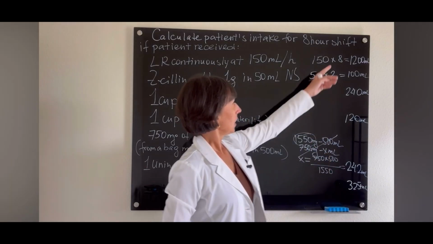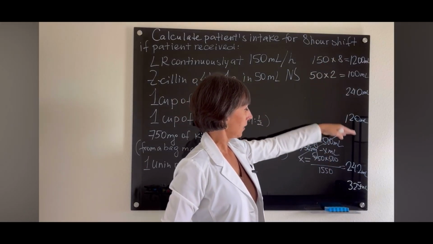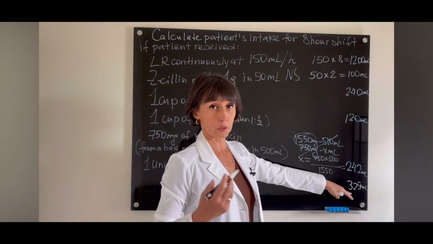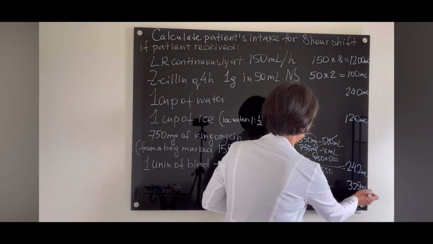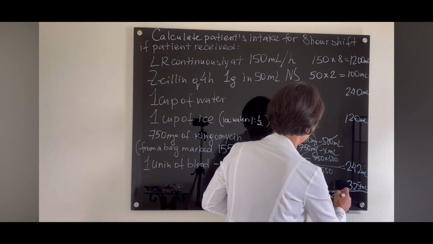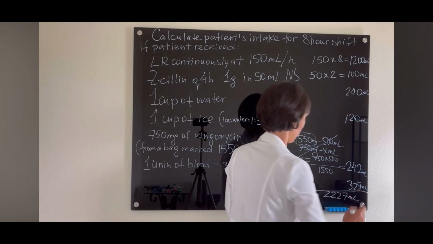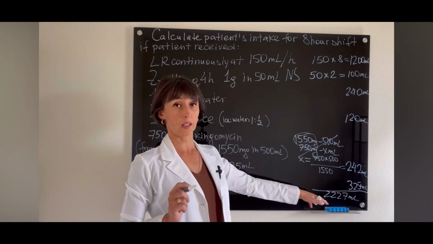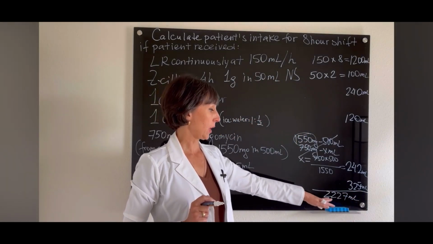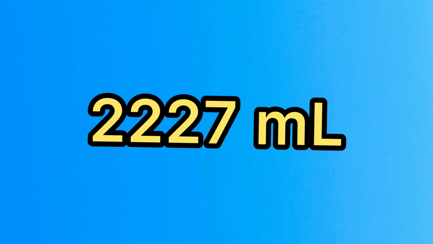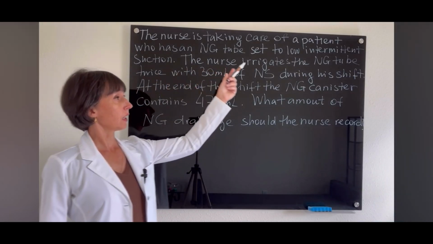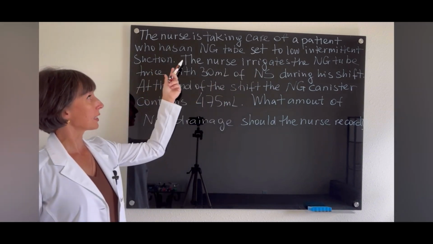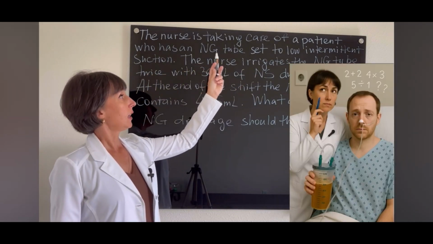That's for blood. Now we just need to add these numbers and we will have our intake for the 8-hour shift. And the intake that I calculated for my shift is 2,227 milliliters.